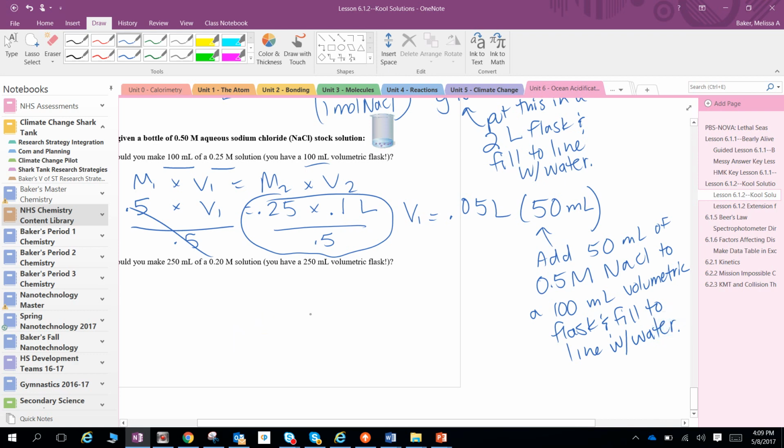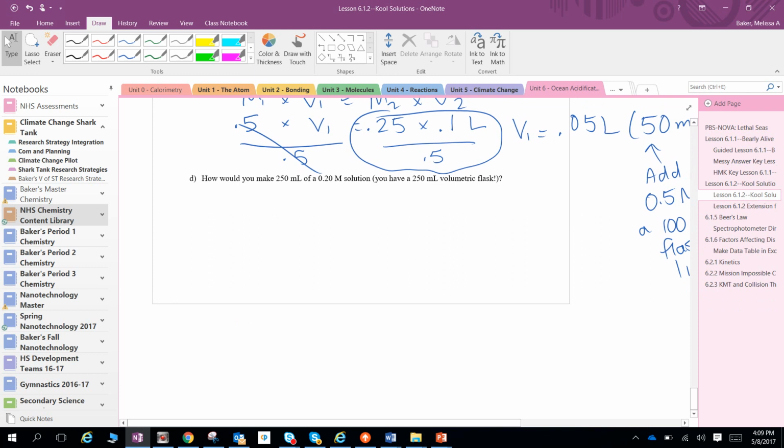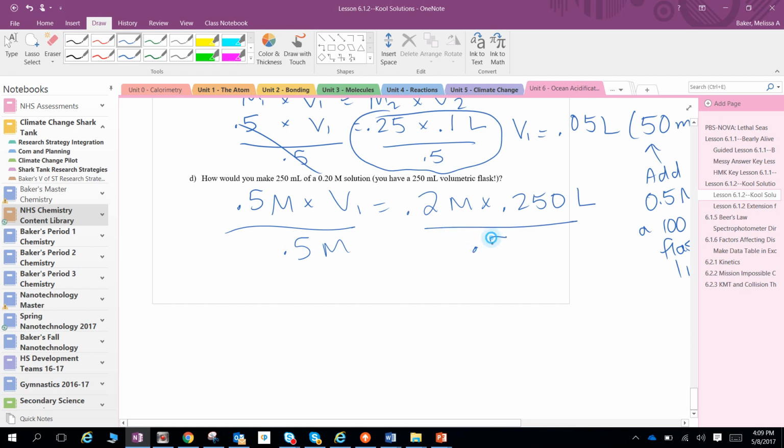Let's take a look at the second question here. Again, we've got a 0.5 molar stock solution, and this time we want to make a 0.2 molar solution, and we want to make 250 milliliters. So I'm just dividing that milliliters by 1,000 to get it into liters. Now I want to divide both sides by 0.5 to get V1 by itself. 0.2 times 0.25 divided by 0.5 is 0.1 liters. That is the same as 100 milliliters.